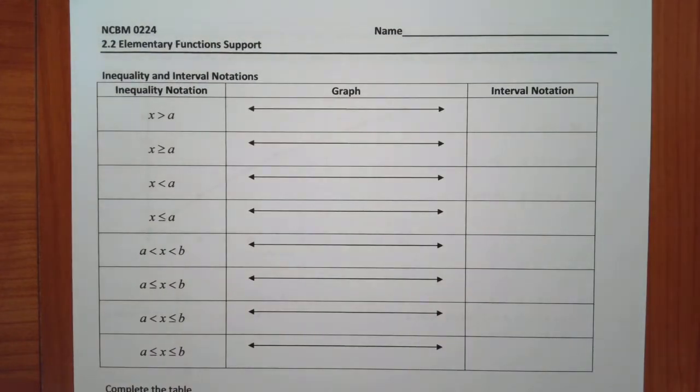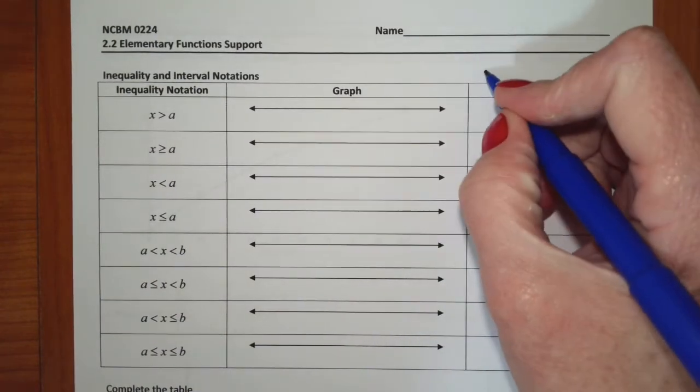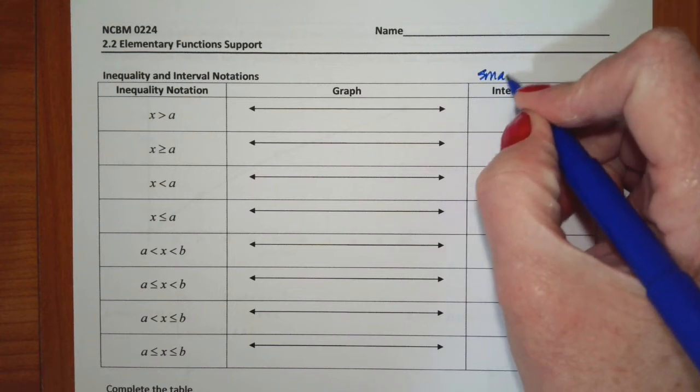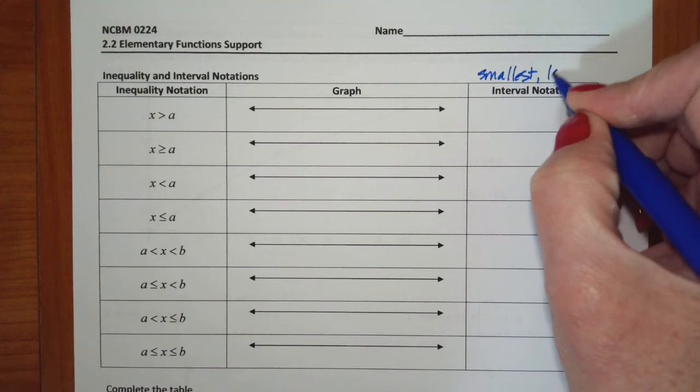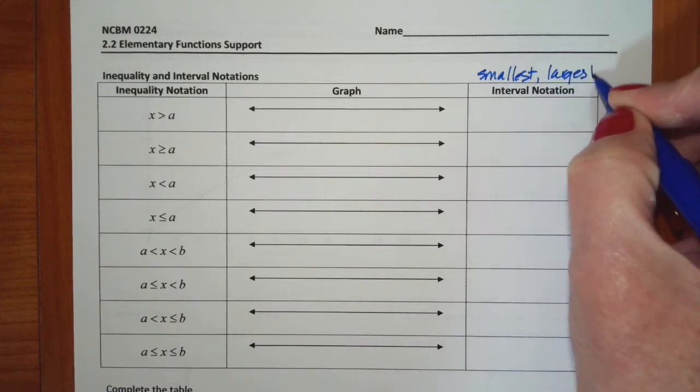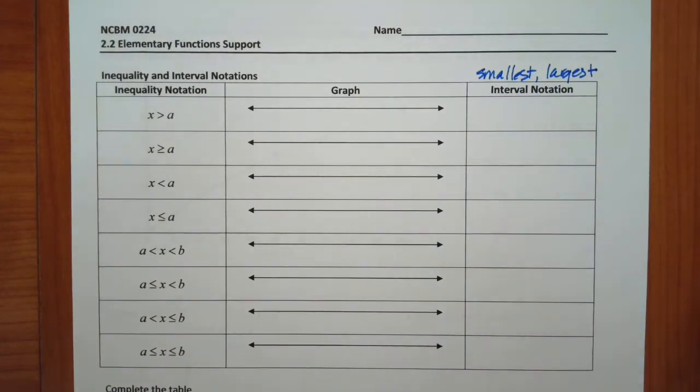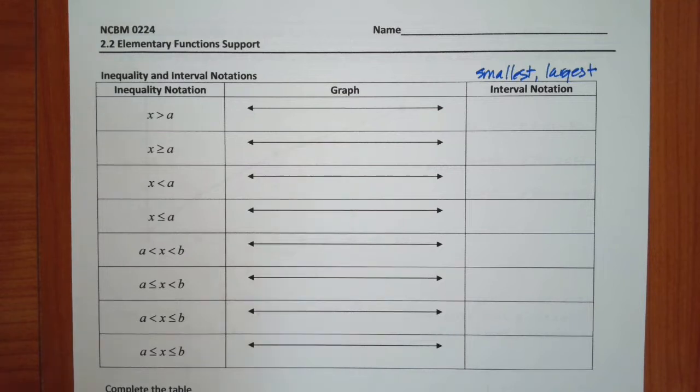Now, interval notation will go from the smallest value to the largest. And it will look like an ordered pair, kind of. So again, we'll show you how that equates to this inequality.